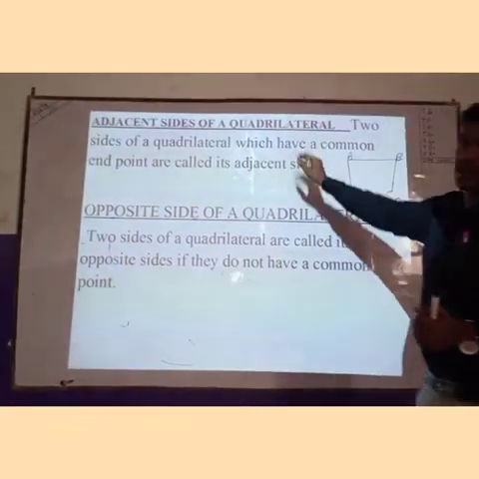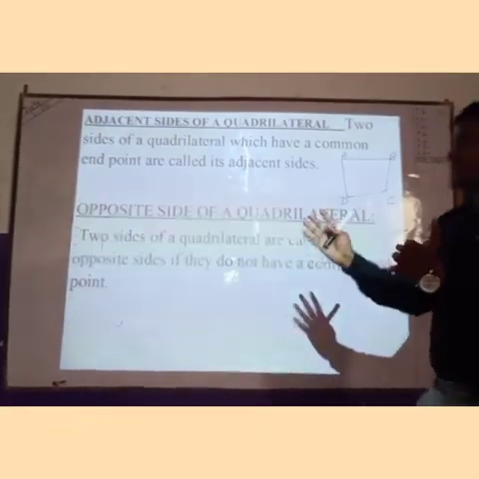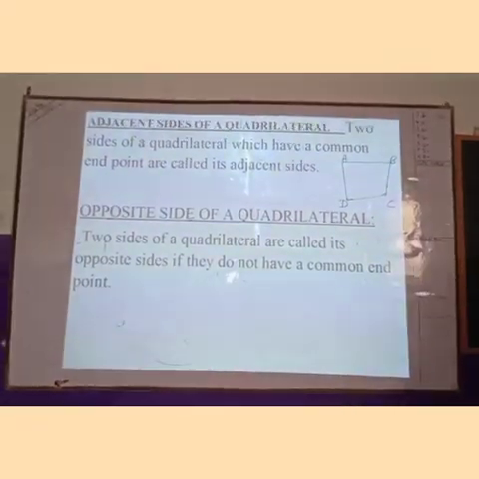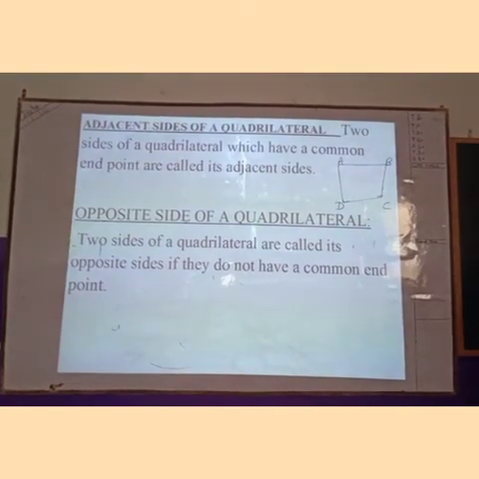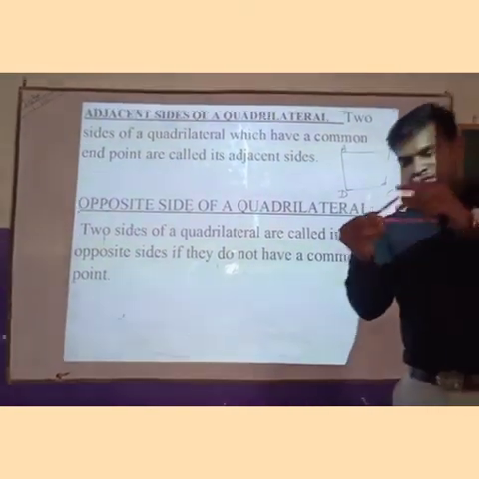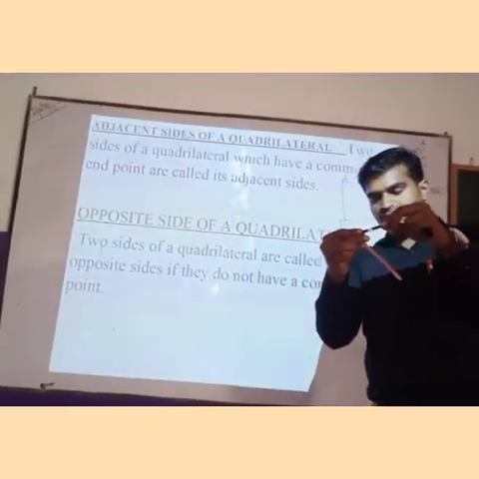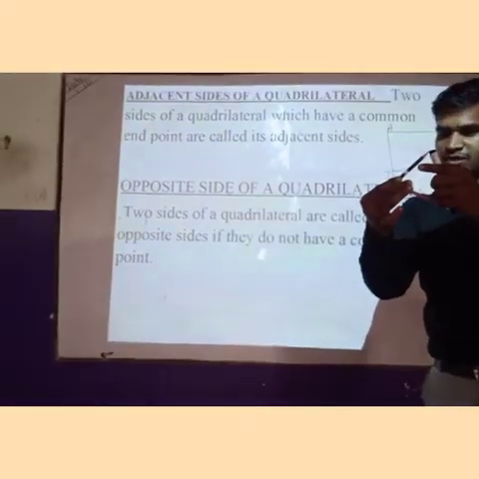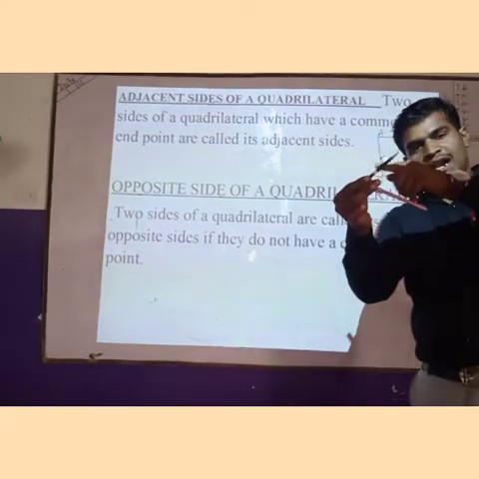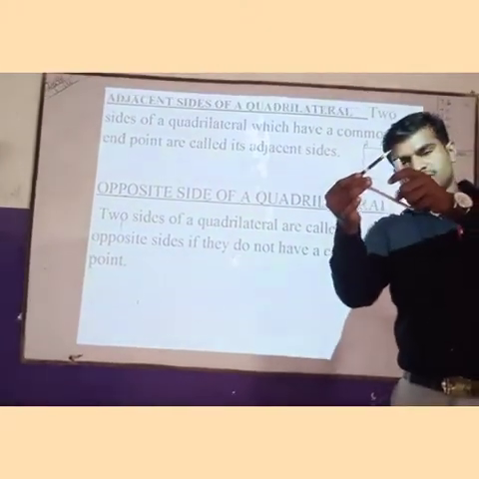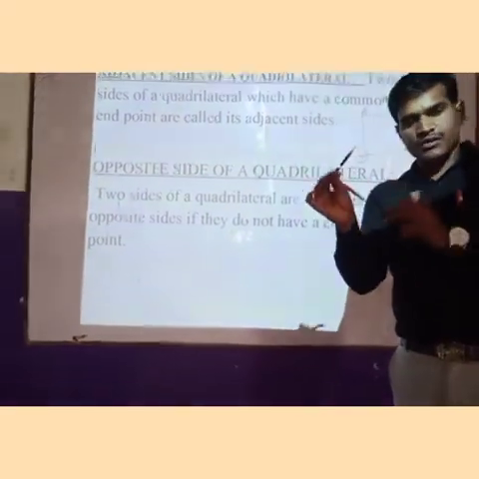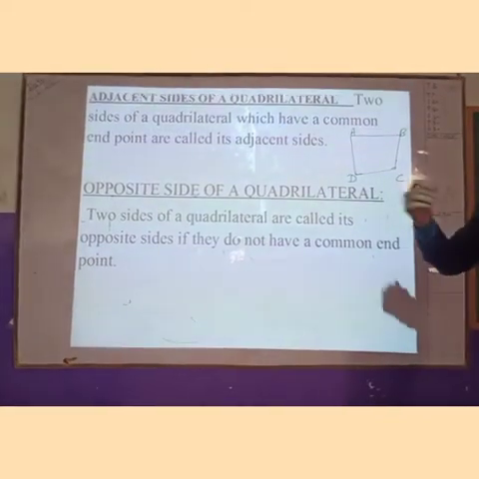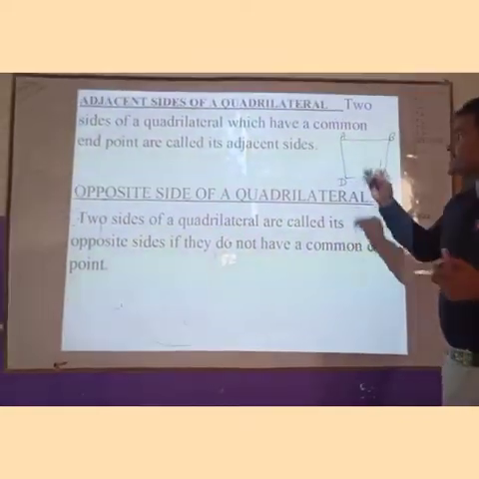Adjacent sides of a quadrilateral. Adjacent sides means the 2 sides which have a common vertex. For example, suppose we have these 2 sides and they intersect at a point. So these 2 sides are called adjacent sides. Is it clear? So children, 2 sides of a quadrilateral which have a common endpoint, meaning a common vertex, are called adjacent sides.